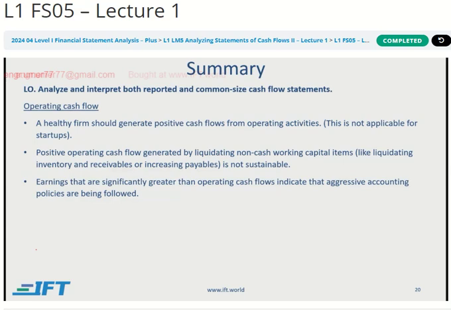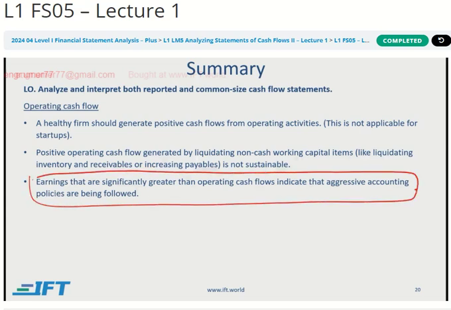We talked about what are the sources of cash, what are the uses of cash, and we really want to make sure that the earnings quality is good, because if your net income is very substantially, materially different from your cash flow generation, then that means that there are aggressive accounting policies being followed. And we don't like that as analysts.